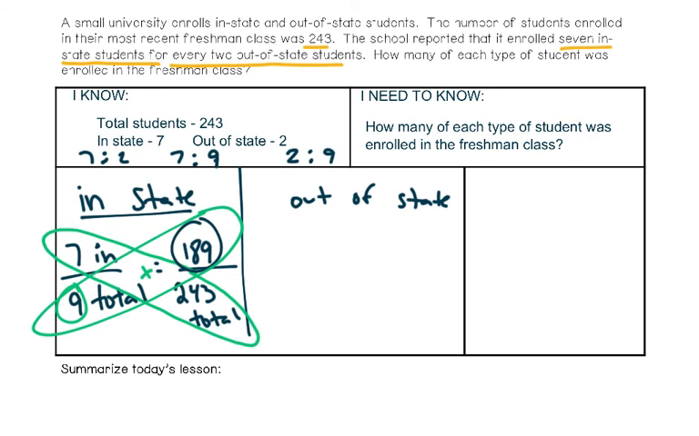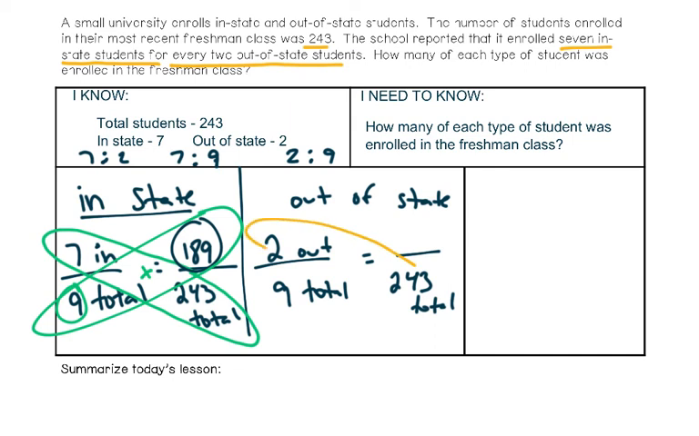So now we'll do the same thing with out-of-state. Go ahead and set up your proportions, and then press play when you're ready to check. Okay, so you want to start with the ratio that you have. You have the 2 out-of-state for every 9 total. And you are trying to set up another ratio to figure out how many out-of-state are actually out of the 243 total. So this is your proportion set up. If you haven't already, go ahead and cross multiply to solve.